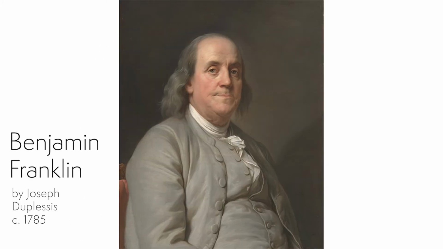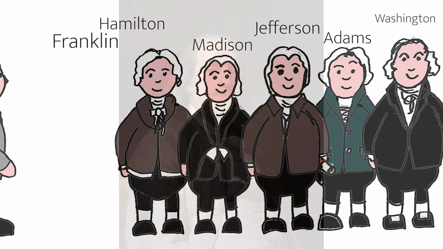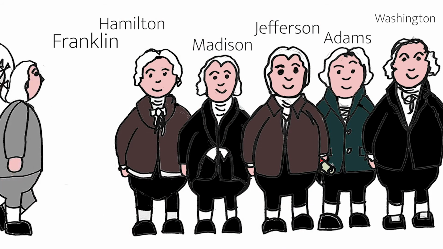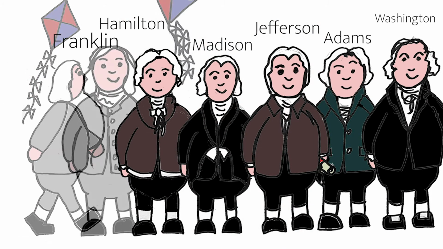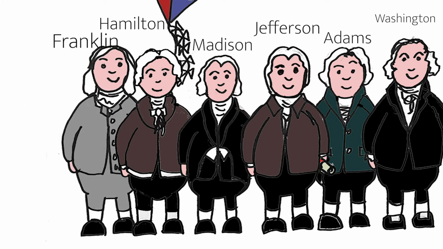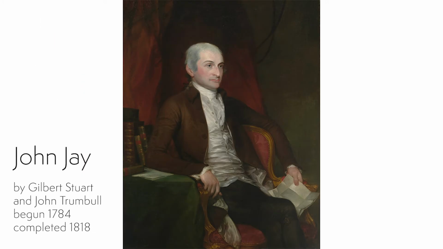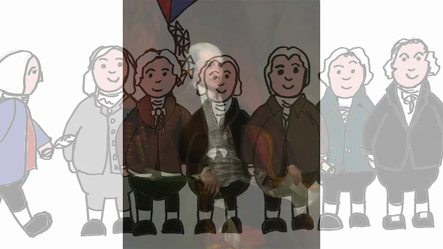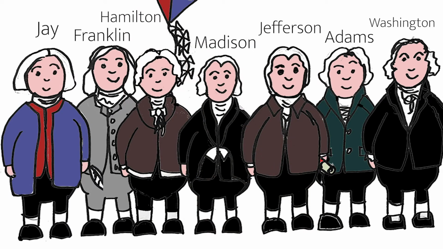Ben Franklin was an American printer and publisher, an author, an inventor, scientist, and diplomat. He helped draft the Declaration of Independence and was one of its signers. John Jay was the first Chief Justice of the United States. He negotiated the Jay Treaty, which settled major grievances with Great Britain.